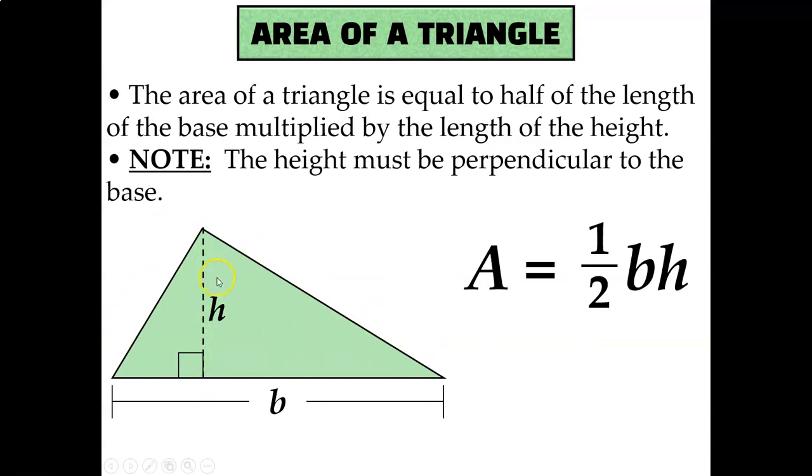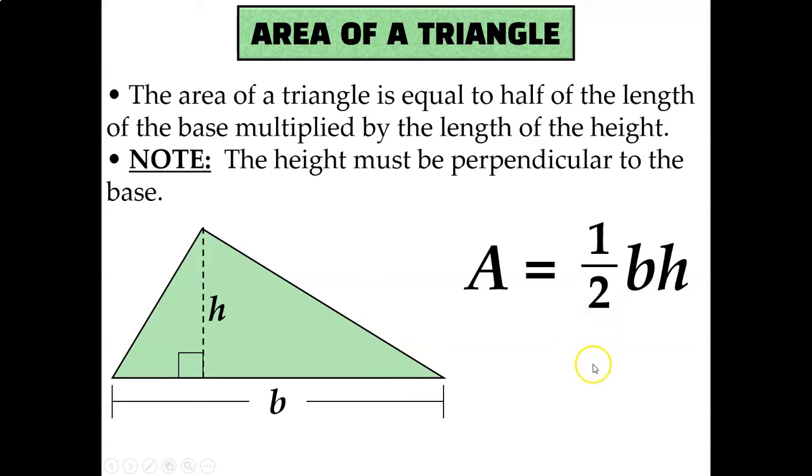The height oftentimes will be inside of the triangle. Every now and then it'll be one of the sides if it's a right triangle. Sometimes it'll even be outside of the triangle, but the height, no matter what, has to be perpendicular to the base. You might notice that this formula looks somewhat similar to what we had with the area of a rectangle or the area of a parallelogram, that it's the base times the height, except it's only half of it.